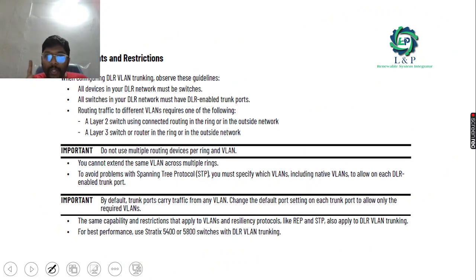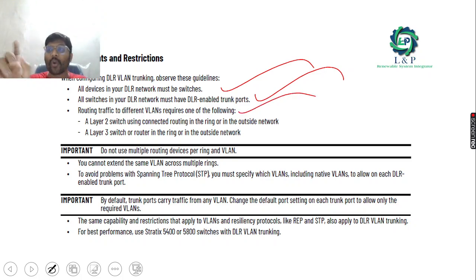Next, what are the requirements and restrictions when you are creating the DLR VLANs? First, you need to follow these guidelines. All the devices in your DLR network must be switches whenever you are creating the DLR. Second, all the switches in your DLR must have DLR enabled trunk ports. Those are very important. Third, routing traffic to a different VLAN requires one of the following. If you want to route the traffic to different VLANs, you need to do the following.